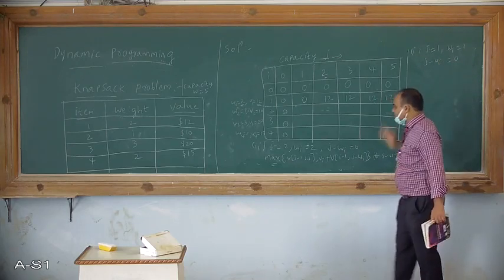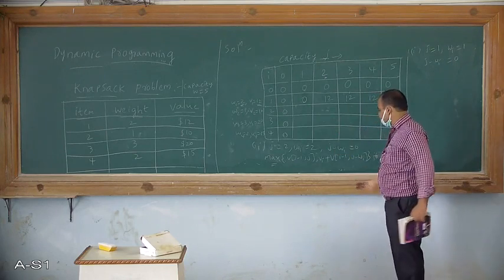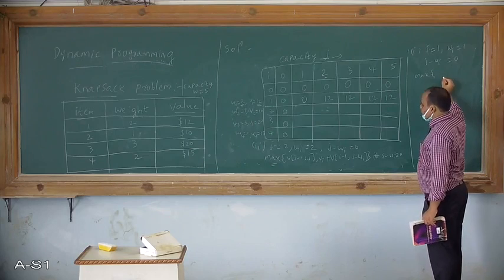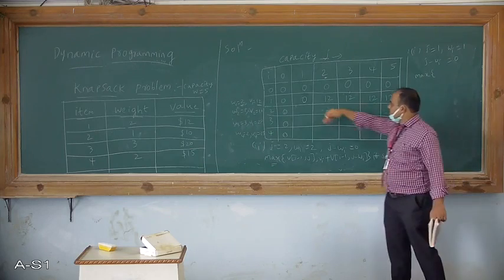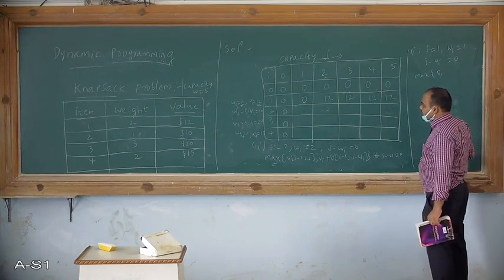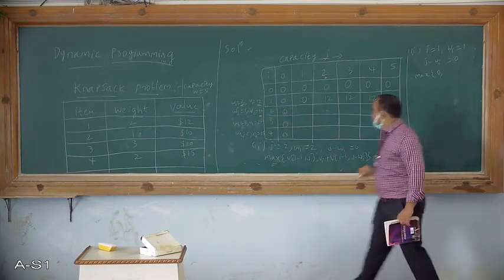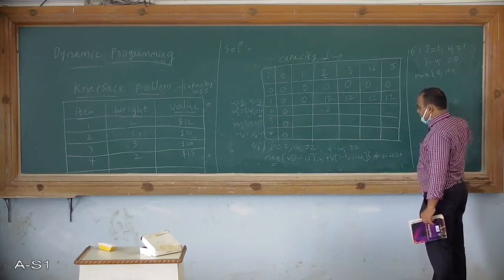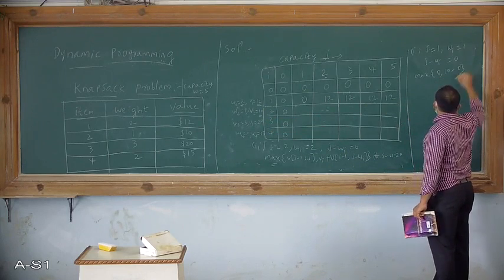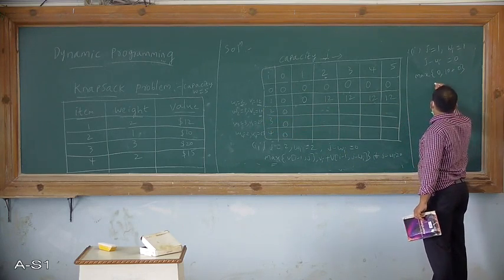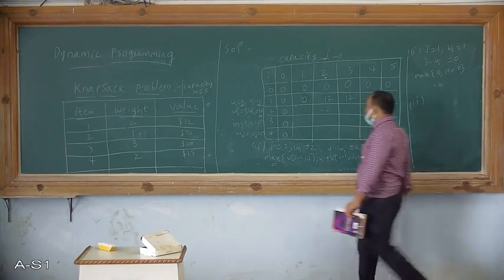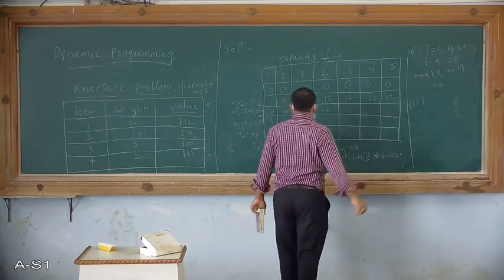Again we will apply the second case, that is this case. Max of V of I minus 1 comma j, that is V of I minus 1 comma j means 0, comma v of I. What is the value of v of I here? 10. 10 plus again max of V of I minus 1 comma j minus wi, that is 0, which will come as 10. Max of 0 comma 10 is 10, so I will write 10.